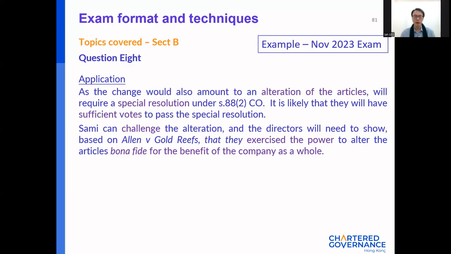If Sammy wants to challenge the alteration, she can challenge under Allen v Gold Reefs, which basically says that when they exercise the power to alter articles, it must be done bona fide for the benefit of the company as a whole. So it will depend on the argument, but it's possible it's for the benefit of the company, especially if the company can no longer afford to pay such a high preferential dividend.